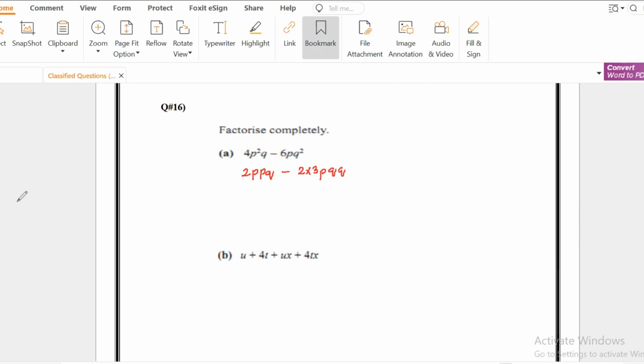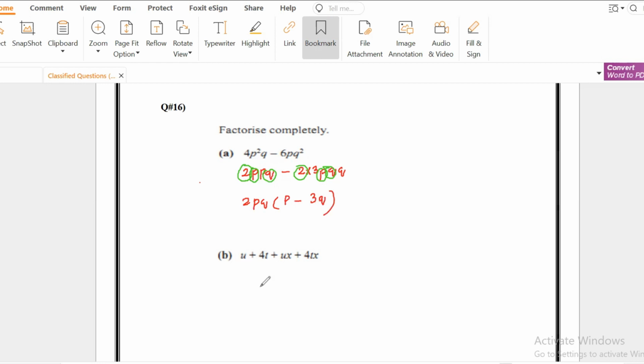So it means we have the common 2 as well as p and q. Yes. So we can say our common factor is 2pq. The remaining one is divisible by that value, so we will get inside only 1p minus here 3 and q.